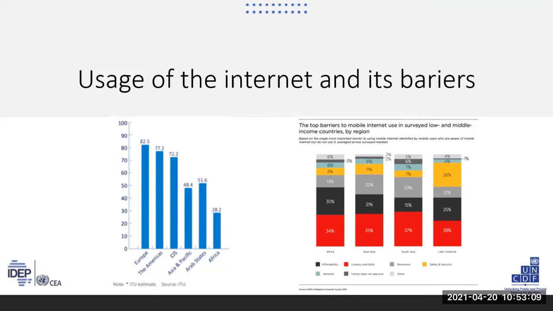The single most important reason for not using the internet, given by mobile users in low and middle income countries in Africa who were aware of mobile internet, were lack of literacy and skills, 34%, affordability, 30%, relevant local content, 13%, and safety and security concerns, 8%.